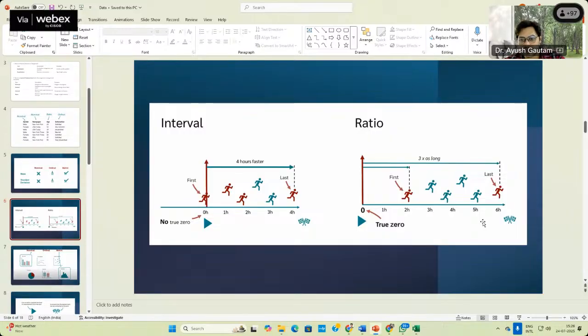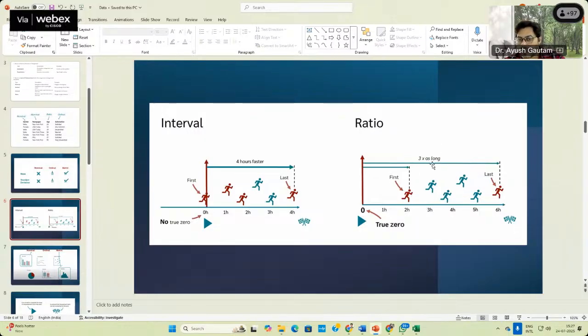How can you comment on their speed? You can say that the speed of this person is 3 times more than the speed of this person, isn't it? If all of them started running at time t equal to 0, and after some time this person has covered this much distance and this person has covered this much distance, then how can you say who is faster, and how much faster? 3 times faster than this person.